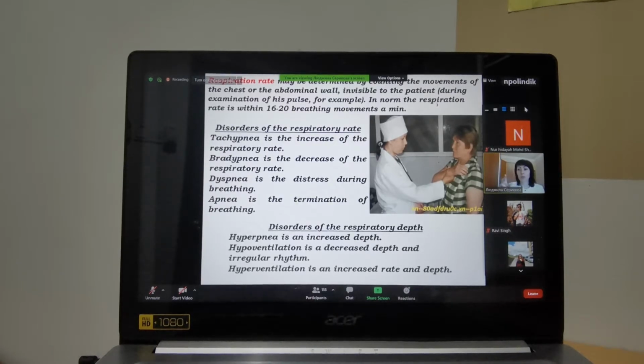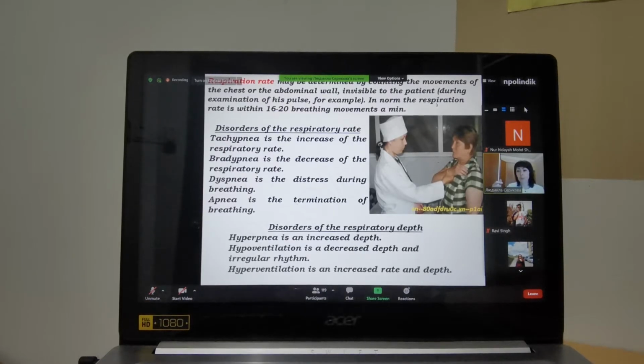You can meet different information, but in American textbooks it is written that 12 to 20 is normal for respiratory movements, breathing movements, a minute. In Russian textbooks you can meet 16 to 20 during the day, and 12 to 14 during the night. On average, 12 to 20 is what we can consider.